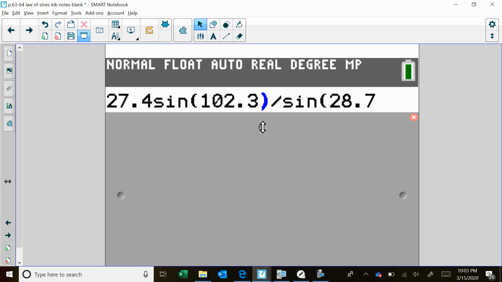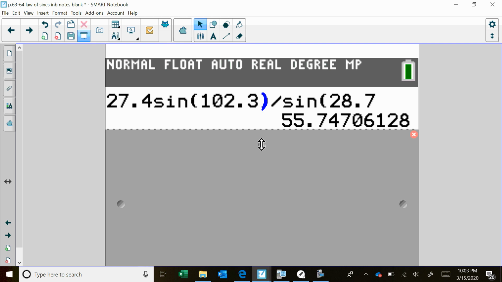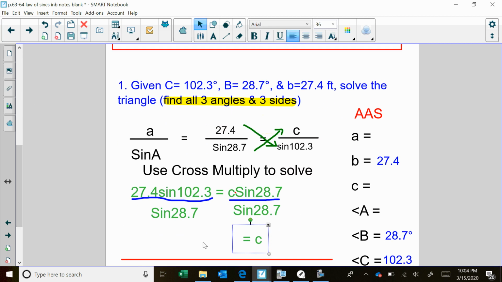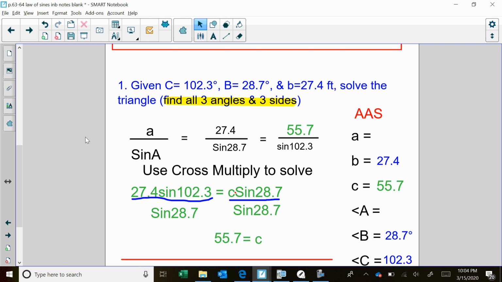That answer for little c is 55.7. So we have our first answer of the 3 that we're looking for. So little c was 55.7. We can put that over here. Right there. And we can get rid of the little c up top. And we can put it up here too, because every now and then you do have to reuse these fractions. All right.